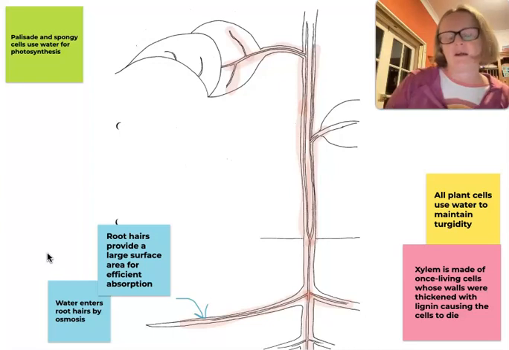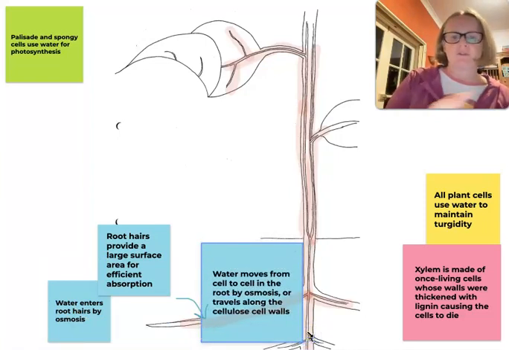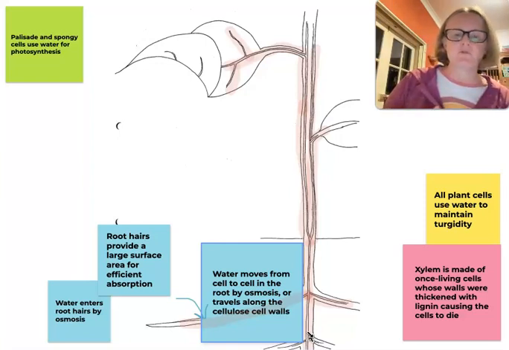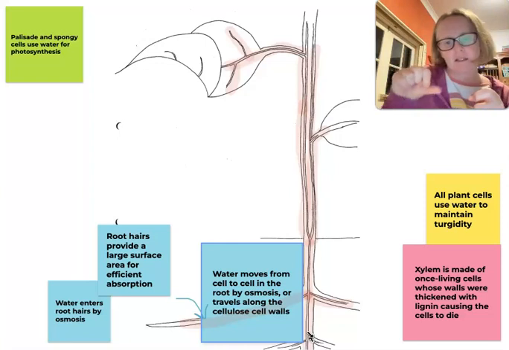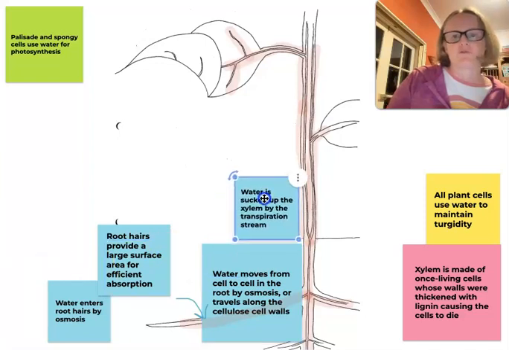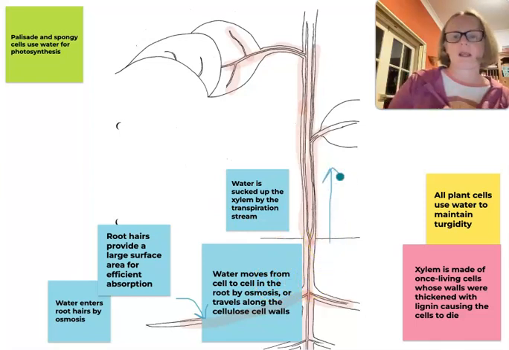And then once inside the roots, water can move from cell to cell along the root, just traveling by osmosis from one cell to the next cell to the next cell, moving from where there's lots of water to where there's not a lot of water. Sometimes this movement can happen not within the cell, but along the cellulose cell walls. But how it moves isn't really as important, because eventually it gets to the xylem. And once it gets into the xylem, the water travels really quickly up the xylem in what's called the transpiration stream.